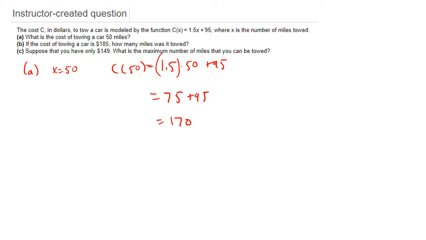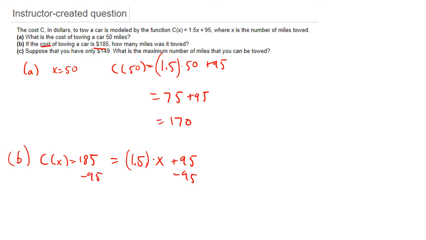So in part B, the cost is given at 185. That means c of x is 185. The cost is already known, but c of x should be 1.5 times x plus 95. So if I subtract 95 from both sides, we get 90 is equal to 1.5 times x. I divide by 1.5, and we get x equals 60.